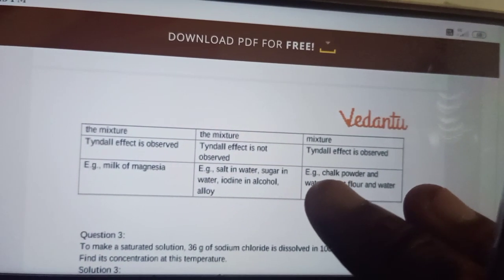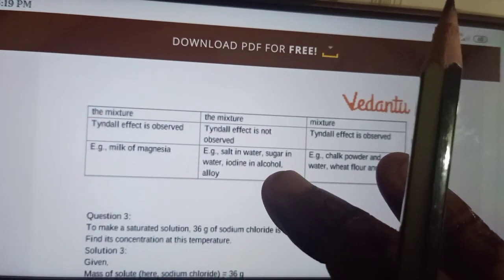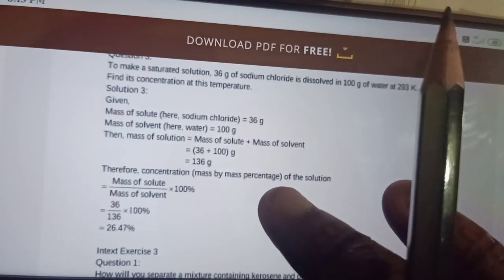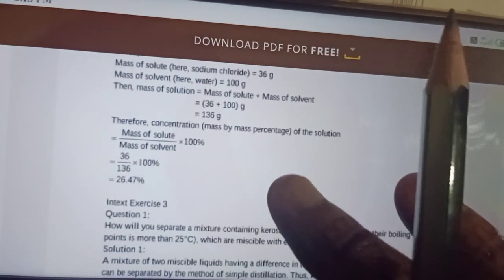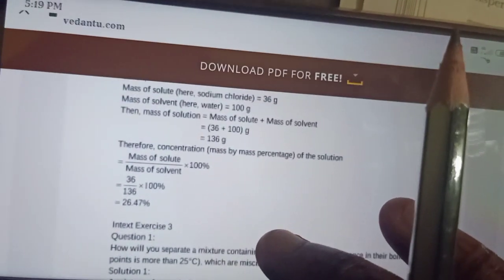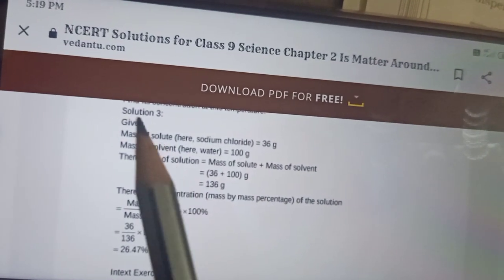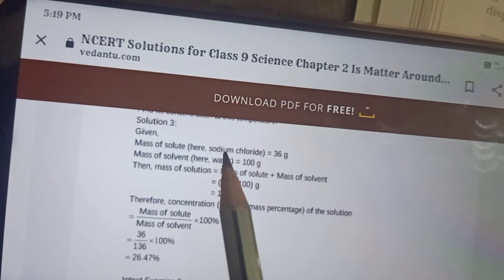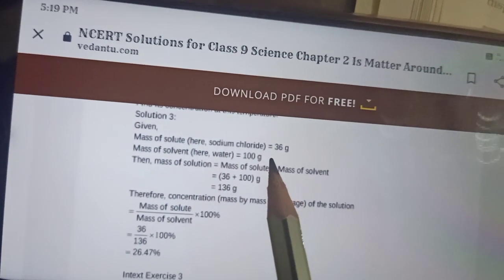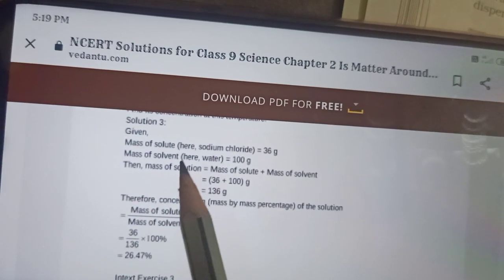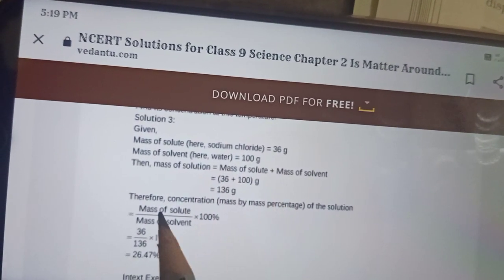Question third, to make a saturated solution, 36 gram sodium chloride is dissolved in 100 gram of water at 293 Kelvin. Find its concentration at this temperature. Given in the question, mass of solute, here sodium chloride is the solute, is 36 gram. Mass of solvent, here water, is equal to 100 gram.